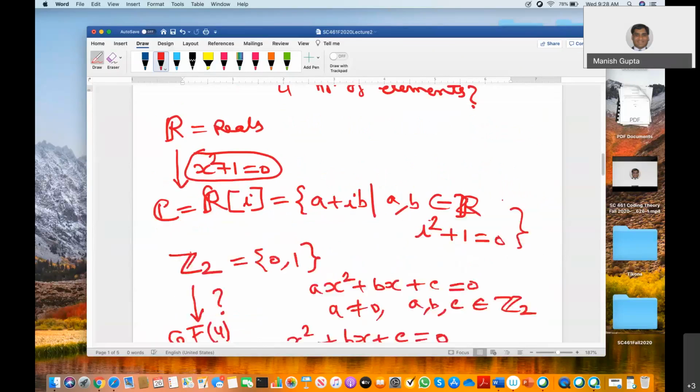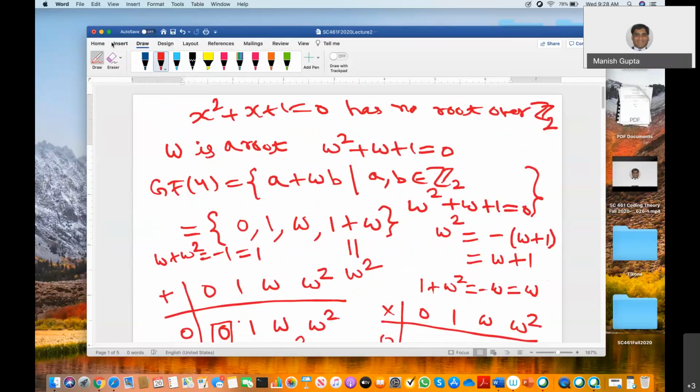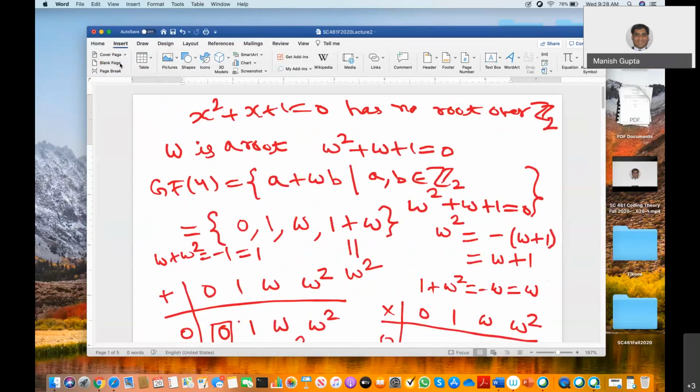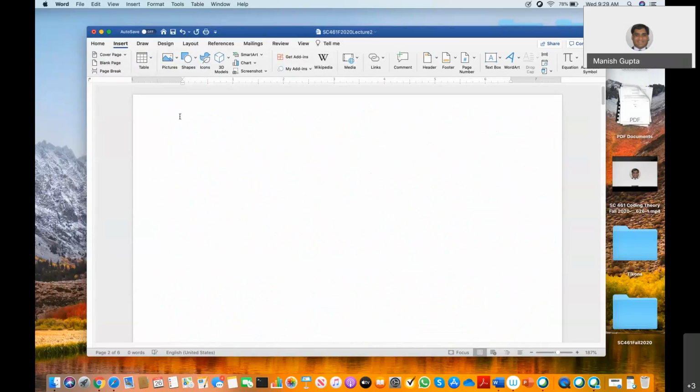So I can actually say so. Is 8 a field? Yes, 8 will be a field. So the question is, how do we construct a field with 8 number of elements?